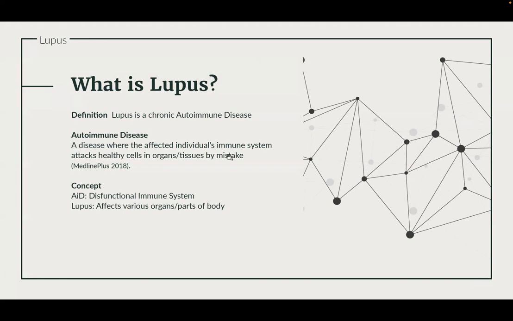So autoimmune disease is a dysfunctional immune system, and lupus in particular affects different organs and manifests differently in every individual, which also makes it pretty difficult to pinpoint that it is lupus and then manage it once it's diagnosed.